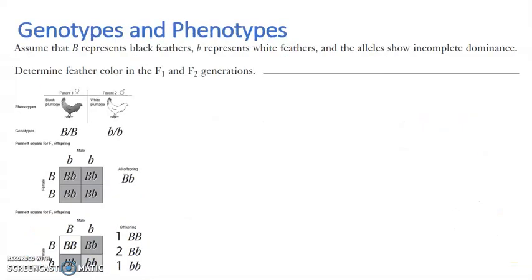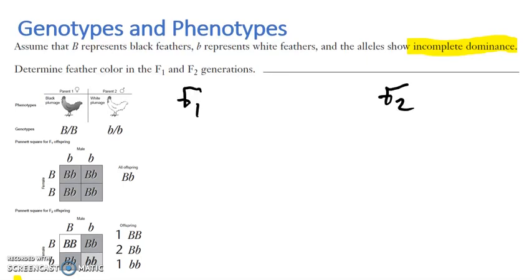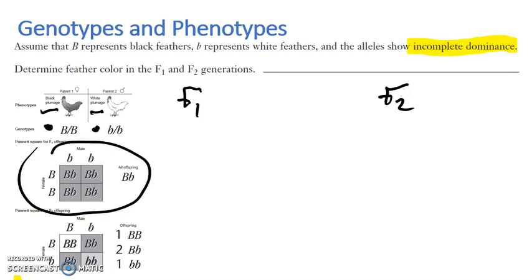In this case it says assume that big B represents black feathers and little b represents white feathers, and the alleles show incomplete dominance. Determine the feather color in F1 and F2 generations. We're still using the same parents, we're just changing the rules in which their genetics would work. So we still have a homozygous big B black plumage chicken and a little b white plumage chicken being crossed. But what we get different is that because we're using incomplete dominance, we should see all the offspring being heterozygous.